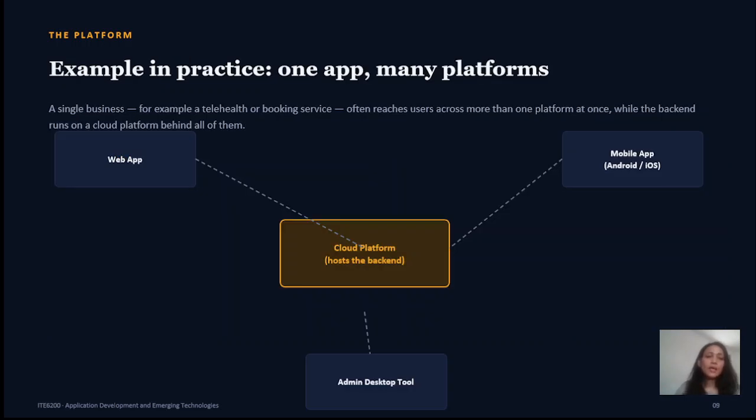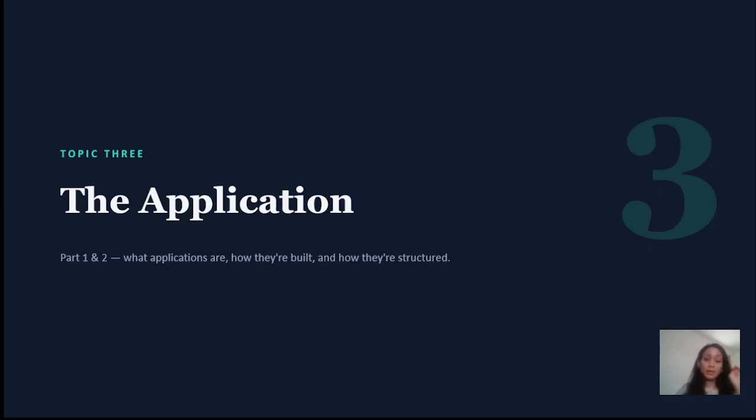Example in practice: one app, many platforms. A single business, for example, a telehealth or booking service, often reaches users across more than one platform at once, while the backend runs on a cloud platform behind all of them. So the web app, the mobile app, and the admin desktop tool, all in one, with the cloud platform as the host of the backend. The third topic is the application.